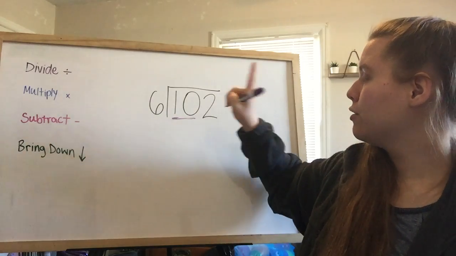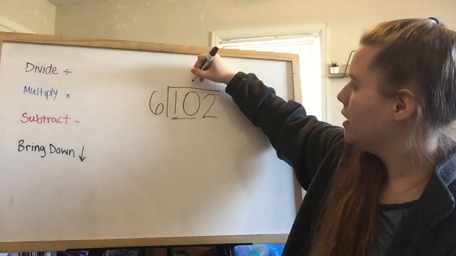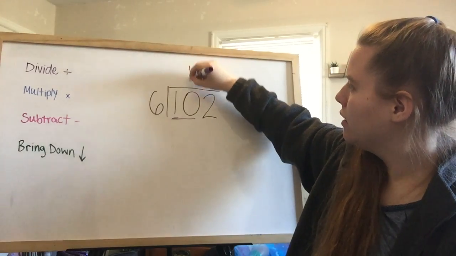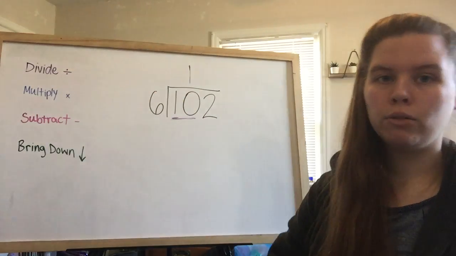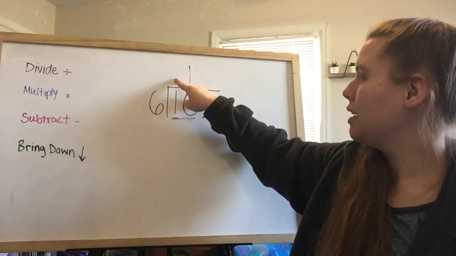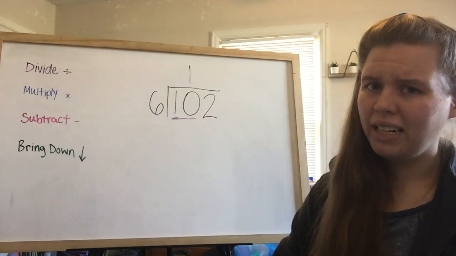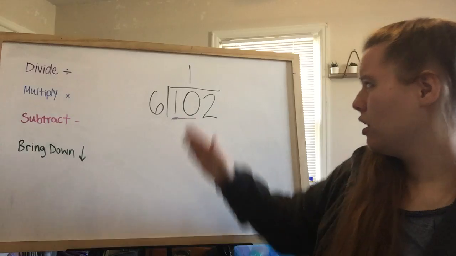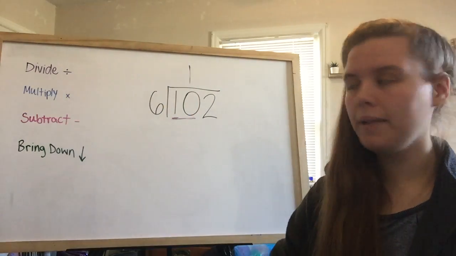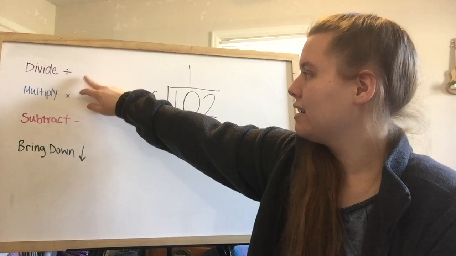So now I'm going to write my 1 time above the 0, okay? That was a bad one. So my 1 is going to go right there above my 0. Because if I put it here above my 1, that would kind of trick me later on in my steps. So I always want to line it up with the last number, okay? So that was our divide step.